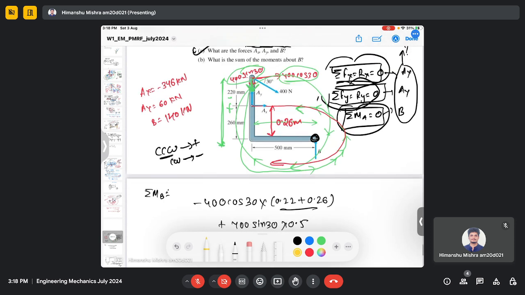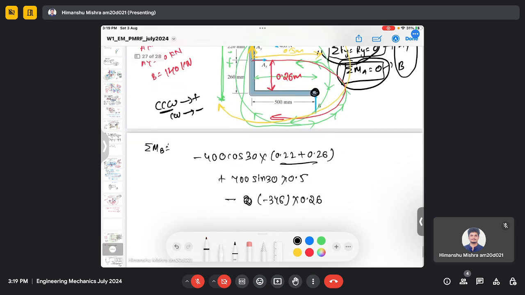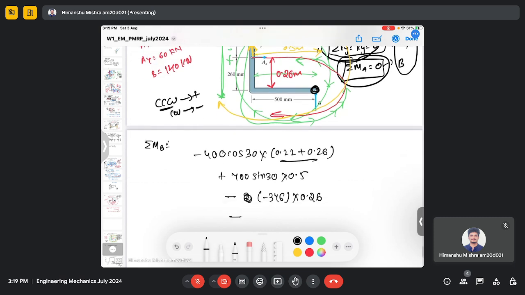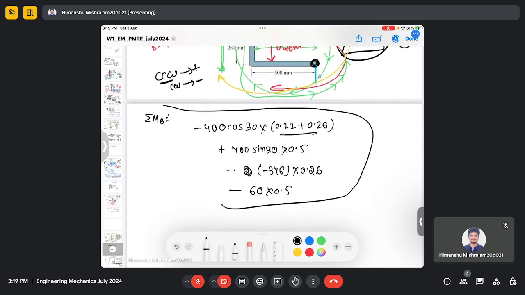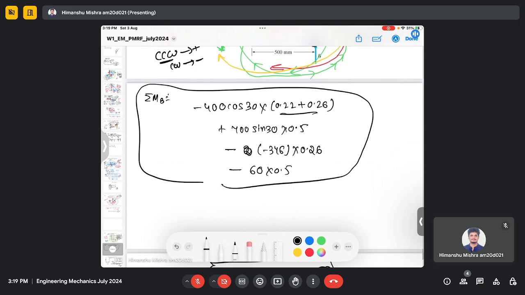And then there is force AY, which is again rotating in a clockwise direction, and it has a perpendicular distance of 0.5 meter. So minus AY, which is 60, multiplied by 0.5. So this is the overall moment about point B. So we will calculate.